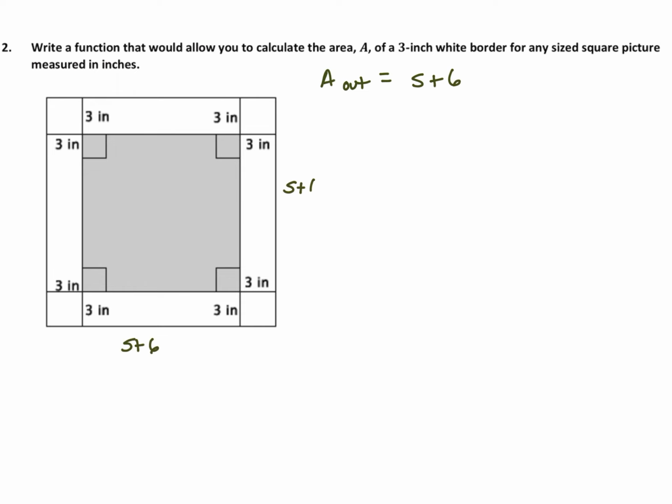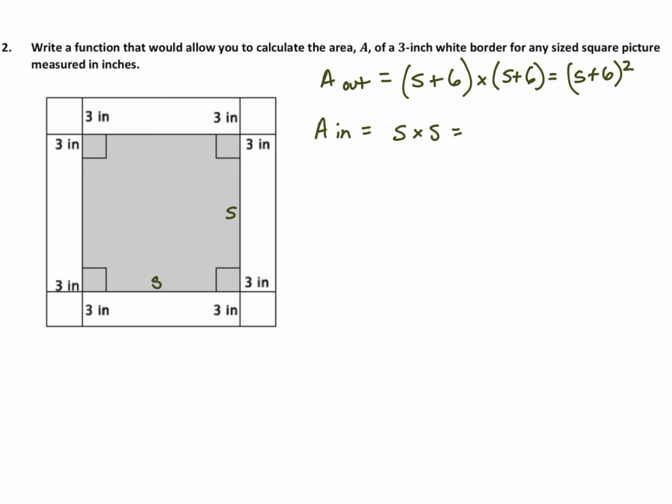And since it is a square, this side is also S plus 6. We are then multiplying those two things together, and we can rewrite that as S plus 6 squared. Something being multiplied by itself 2 times can be rewritten using the squared. Then the area of the inside piece is S by S, that unknown side length by that unknown side length, or you can rewrite that as S squared.